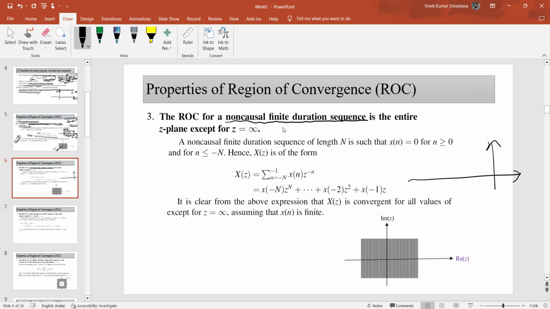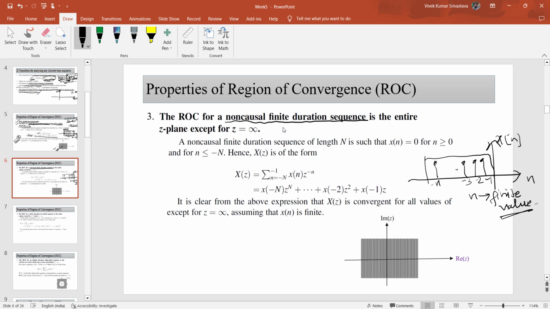Okay, so here this sequence is defined only for finite values of n, where n will be negative values. So here we can see that this sequence x of n is defined only for negative values of n, and this n will be a finite value. So this is basically a non-causal finite duration sequence.